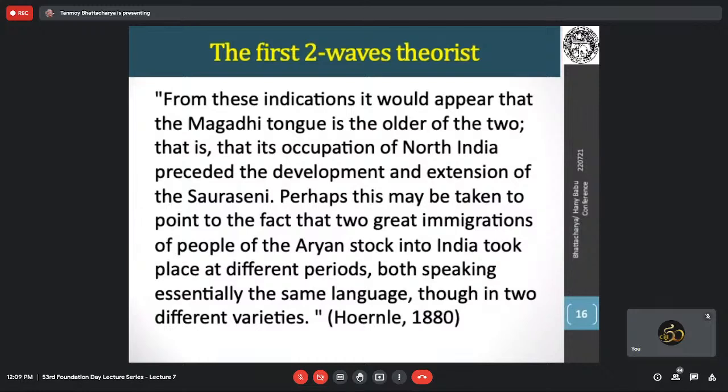That is, its occupation of North India preceded the development and extension of Saurasaini. Perhaps this may be taken to point to the fact that two great immigrations of people of Aryan stock into India took place at different periods, both speaking essentially the same language, though in two different varieties.